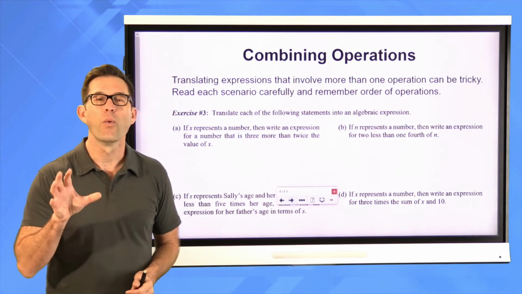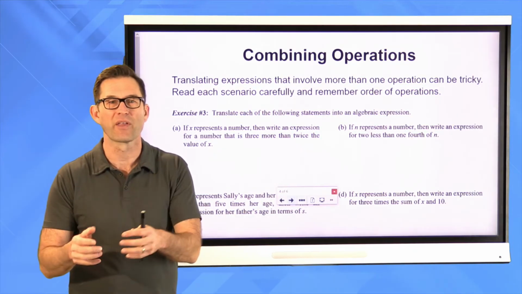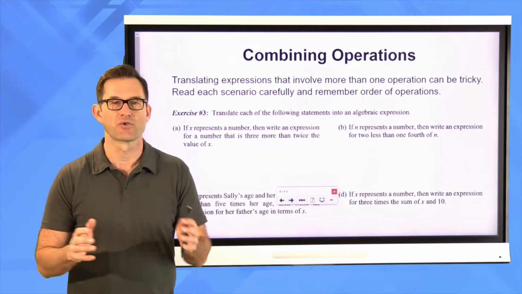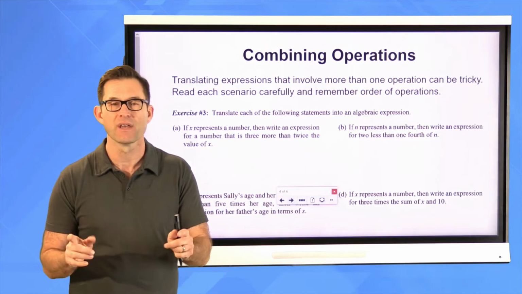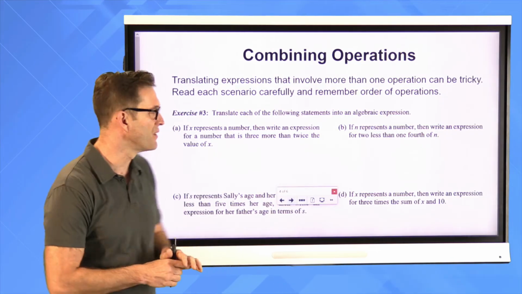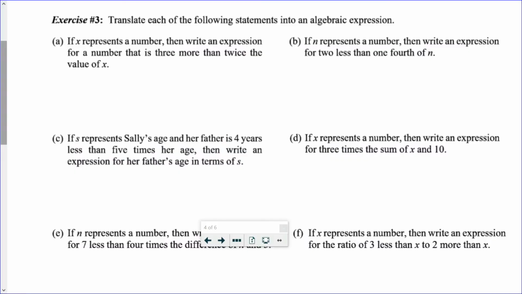All right, the ones that become complicated are when we combine things like multiplication and addition or division and subtraction, because we have to be thinking about our order of operations. That's going to be key when we look at these more complicated ones. So let's take a look at exercise number 3. Translate each of the following statements into an algebraic expression. Let's do letter A. If x represents a number, then write an expression for a number that is 3 more than twice the value of x. 3 more than twice the value of x.